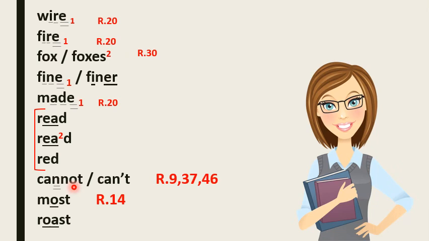Now, Rule 37 says a compound word is divided between the words that make the compound word. So here we have a compound word, can, not. Can, it has a meaning. It's a full word. Not is also a full word. So when I put two full words together, I'm going to make a new word. And that word will be called a compound word. This is all about Rule 37. When you have two words together and they will make a compound word.